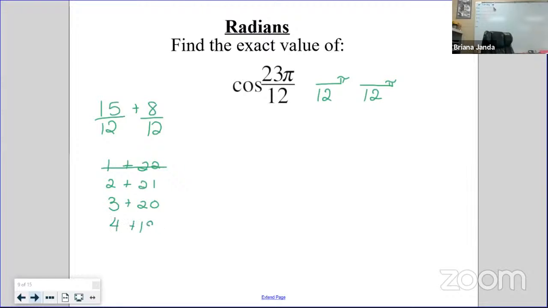4 plus 19, bad option. 4 and 12 work, 19 and 12 do not, right? So if you're struggling at the beginning here, just start writing 2 numbers that add up to the numerator and then assess, would those 2 work? We're going to go with 15 and 8.